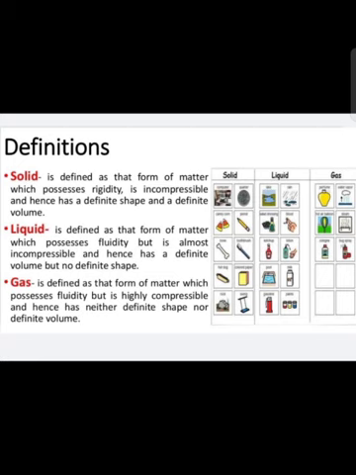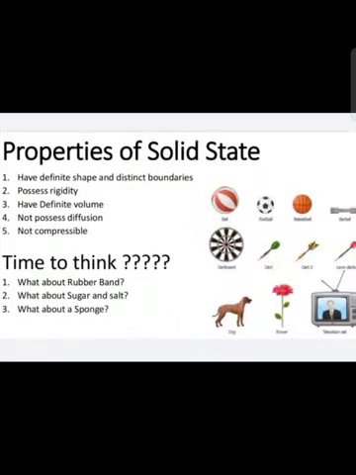Liquids are defined as that form of matter which possesses fluidity, meaning they have the ability to flow, but it is almost incompressible and hence has a definite volume but no definite shape. Gases, on the other hand, students, are defined as that form of matter which possesses fluidity but is highly compressible and hence has neither definite shape nor definite volume.